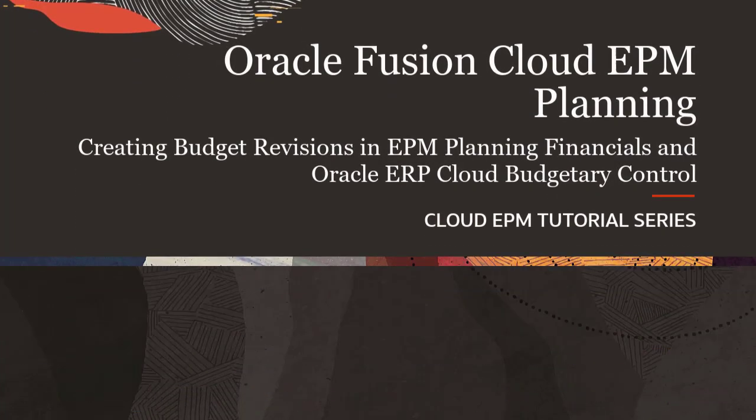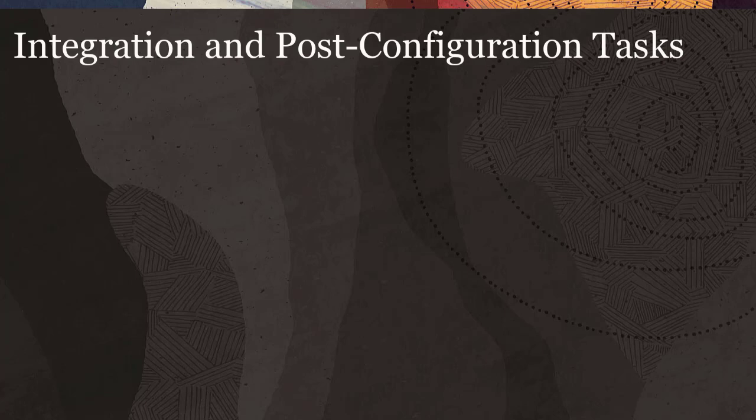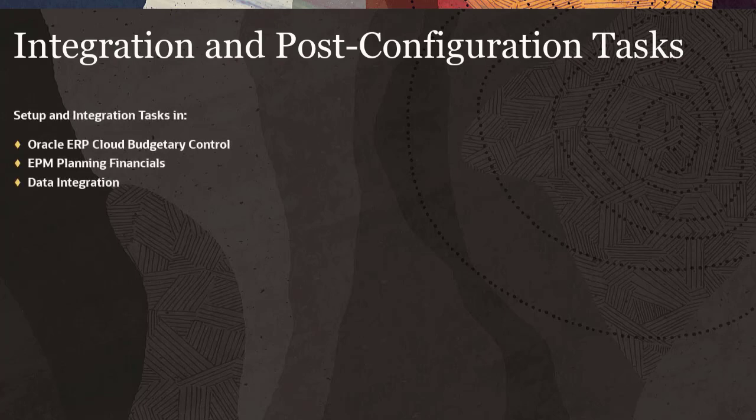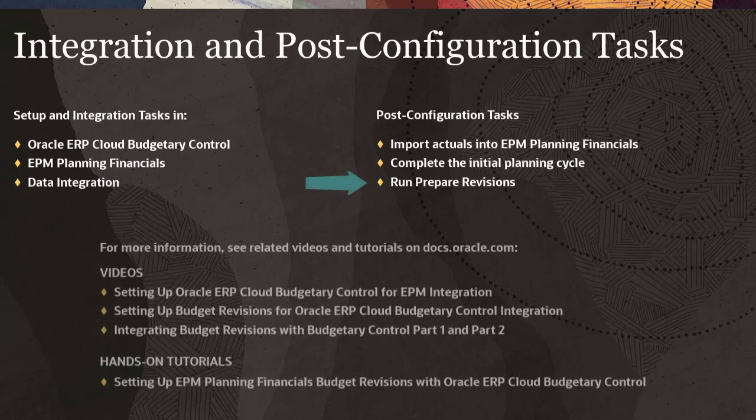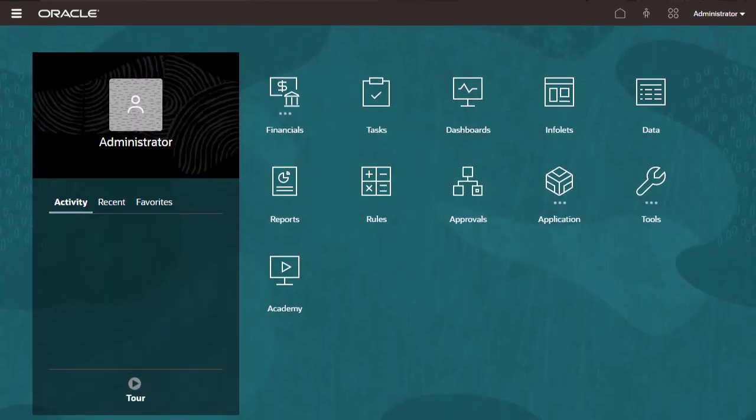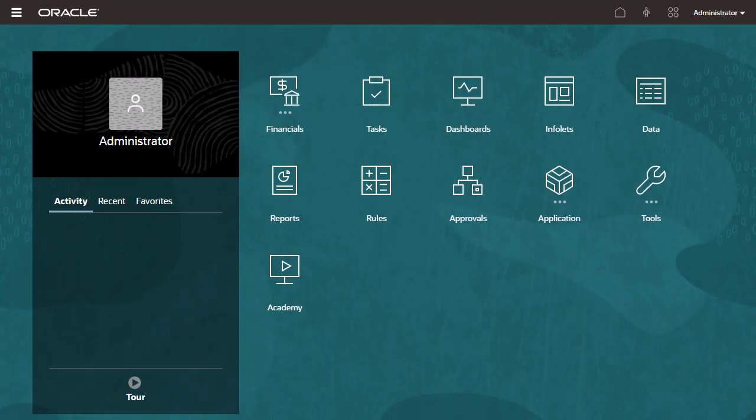Before starting the budget revision process, make sure that your administrator has completed integration and post-configuration tasks such as running the Prepare Revisions rule, which copies data from the original budget to an adopted budget in EPM planning financials for selected periods and years. The adopted budget is the starting point for the revision process.